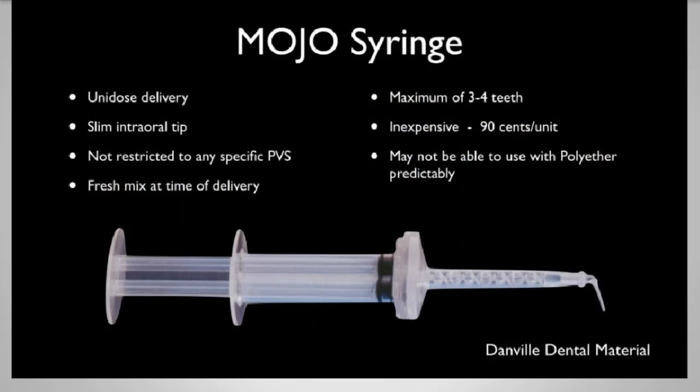Now, other manufacturers have said, let's take the concept of unidose delivery and control and put it into a simple syringe. So this is a syringe called the Mojo syringe. It's manufactured by Danville Dental Materials and Ho Dental Company in Las Vegas. And what this does is you can essentially pull this plunger out, introduce your impression material cartridge, so you have an A and B side, so your base and catalyst. It'll fill this syringe. The syringe is filled, can take impressions of 3 to 4 teeth. When you push on the plunger, it then goes ahead and starts mixing through this cannula. This can fit in the palm of your hands.